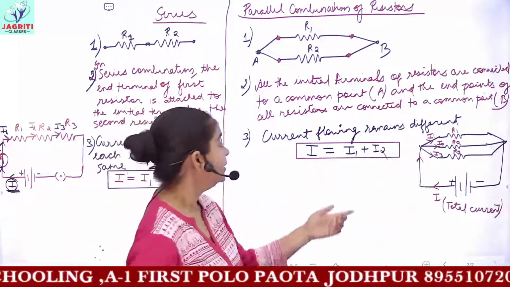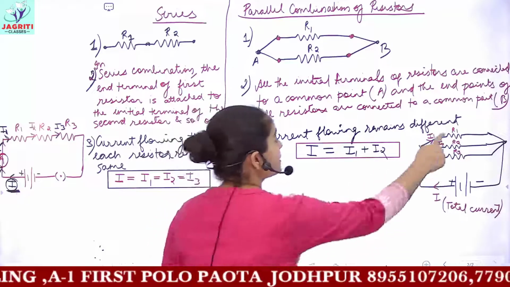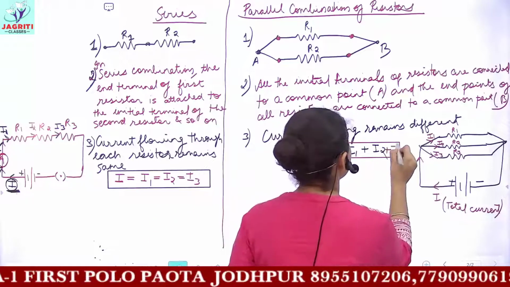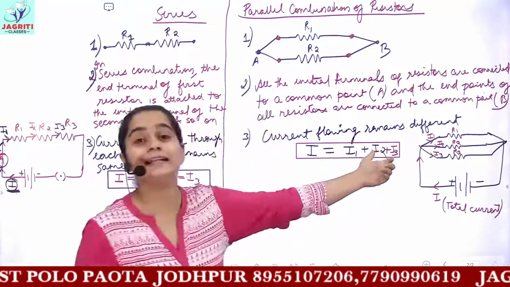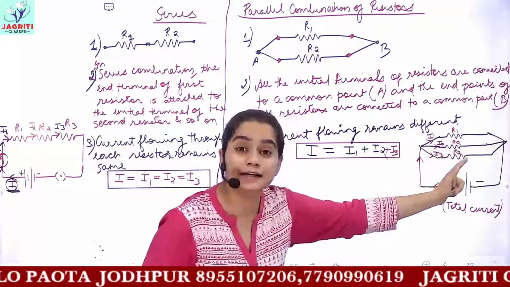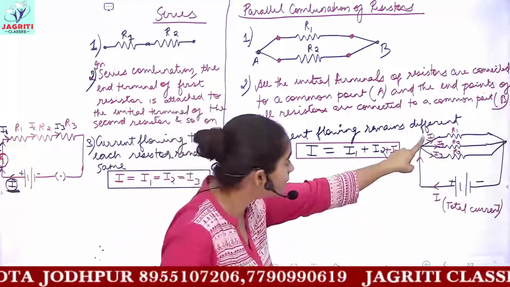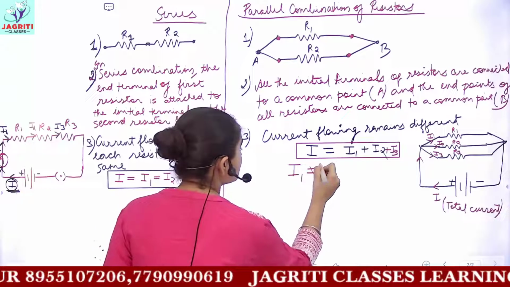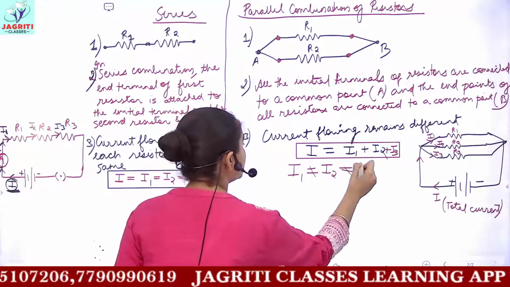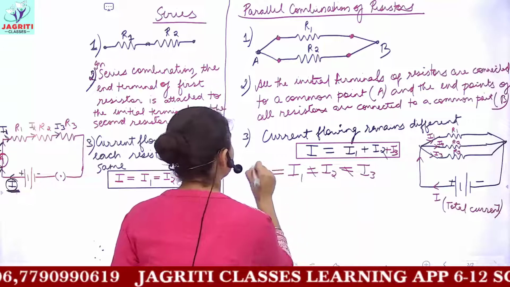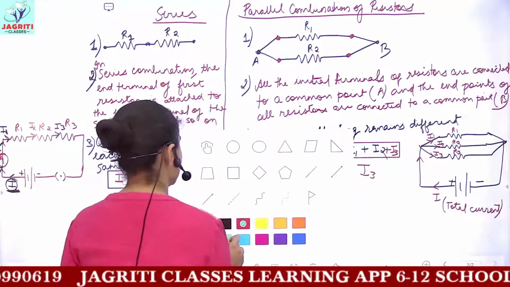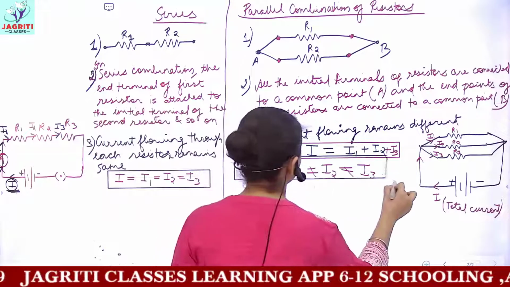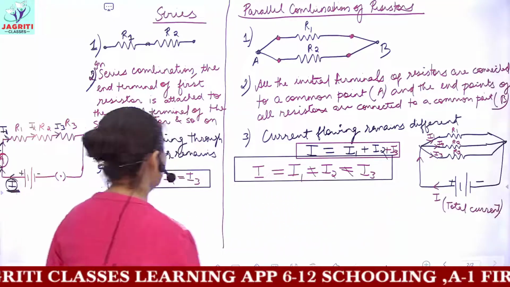So here the total current would be the sum of all three, that is I1 plus I2 plus I3. If you add them up, it gives you the total current. But remember, I1 is not equal to I2, which is not equal to I3, and these are not equal to the total current I here. This is the important point to remember. I hope this is clear.